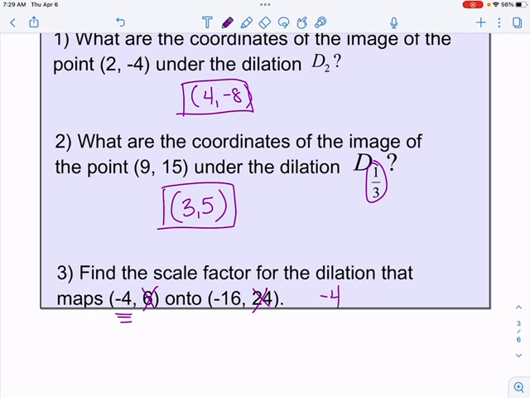And again, I'm looking for the scale factor. So I want to know when I take that -4 and multiply it by what, will it equal the other coordinate? So that means my equation is going to be -4 times k equals -16. To solve that, we'll just divide both sides by a -4. And when you divide there, -16 divided by a -4 is a +4. So your scale factor there is 4. You would have gotten the same exact answer if you had chosen to use your y coordinates instead.